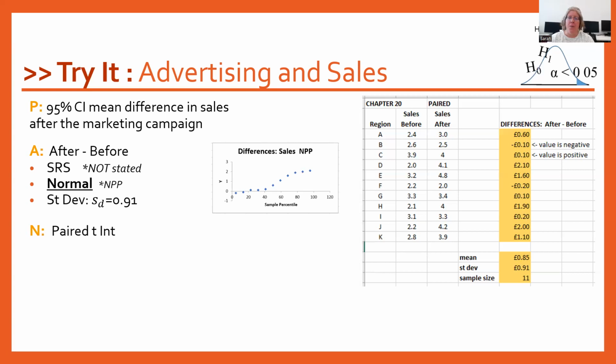I do have the normal probability plot for the differences column. It is a tiny bit bumpy, but it's fairly straight. If you line up a paper next to it, it'll look pretty good. And then that standard deviation from just the differences column is 0.91.